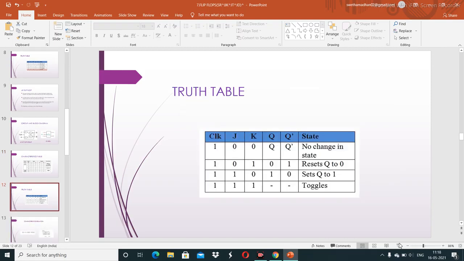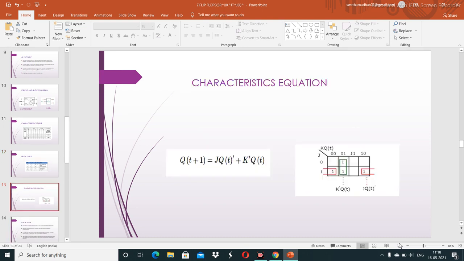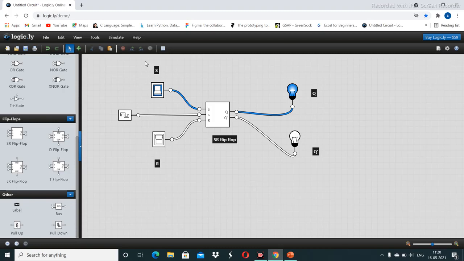And this is the truth table of a JK flip-flop. The characteristic equation of a JK flip-flop is Q(t+1) = JQ(t)' + K'Q(t). This is how we get the characteristic equation of a JK flip-flop. Without delay, let's enter into a demo.